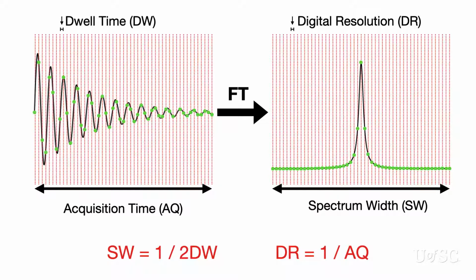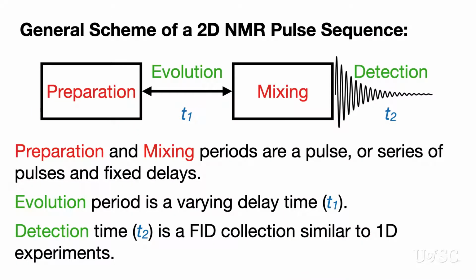How is the second time domain generated? To answer this question, let's look at a generalized scheme for two-dimensional pulse sequences. There are 4 elements that each 2D sequence contains. The preparation and mixing periods can be composed of pulses, or pulses separated by fixed time delays. During these periods, magnetization is prepared and transferred between interacting nuclei. Separating these two periods is a varying period called the evolution time.